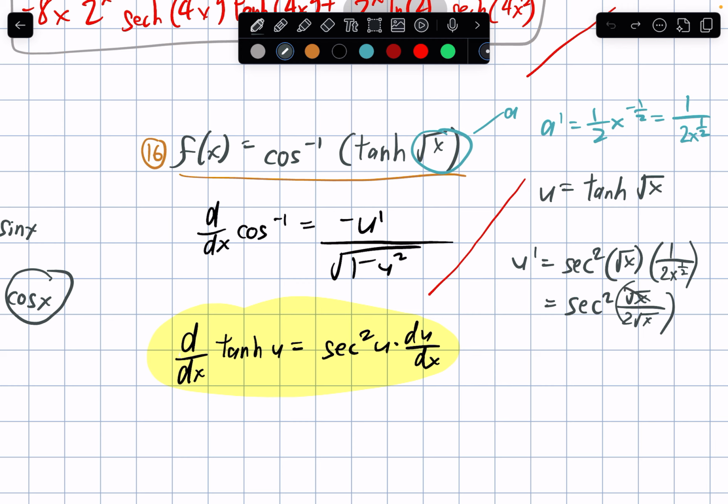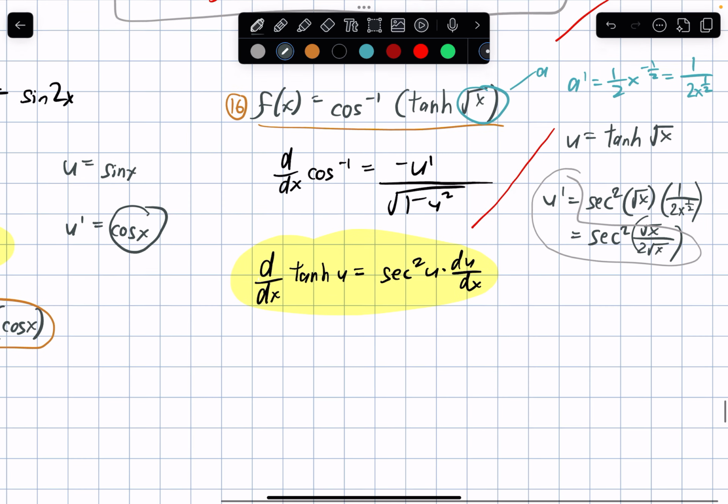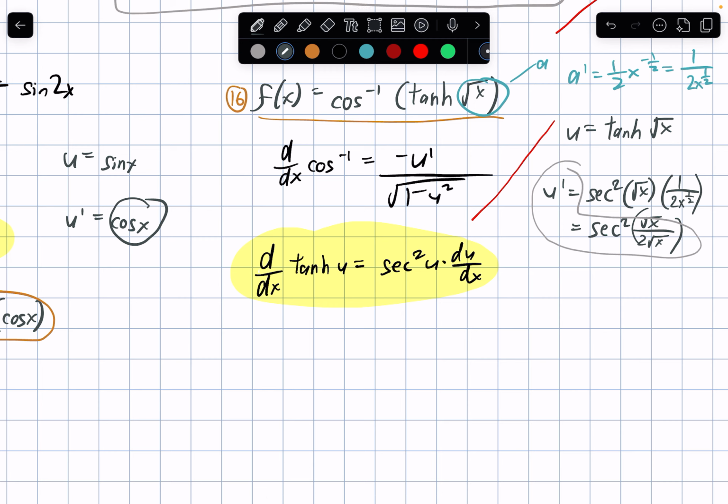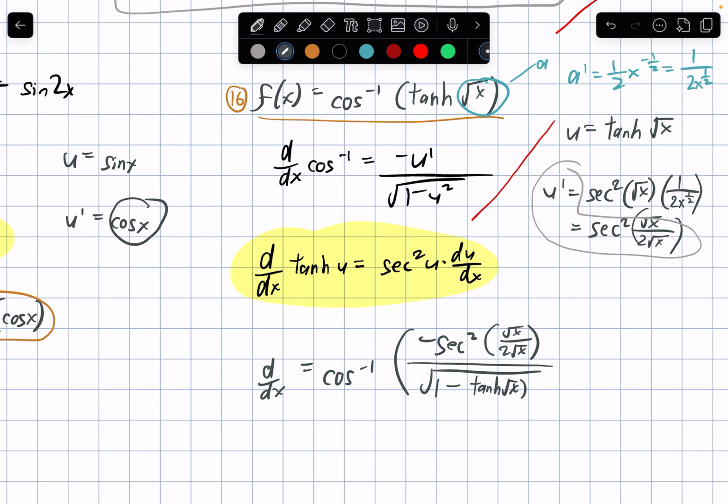I don't know if we can cancel these, I'm not sure. Let's try not to for now, just to play it safe. We don't know if that's going to affect the rest of the solution. But yeah, that's this. So arc cosine negative secant squared square root of x over 2 times square root of x divided by square root of 1 minus u. U is tanh square root of x, and then raised to 2.